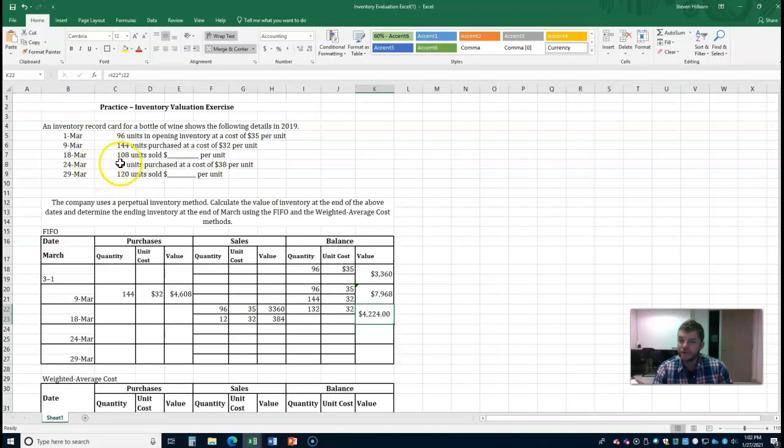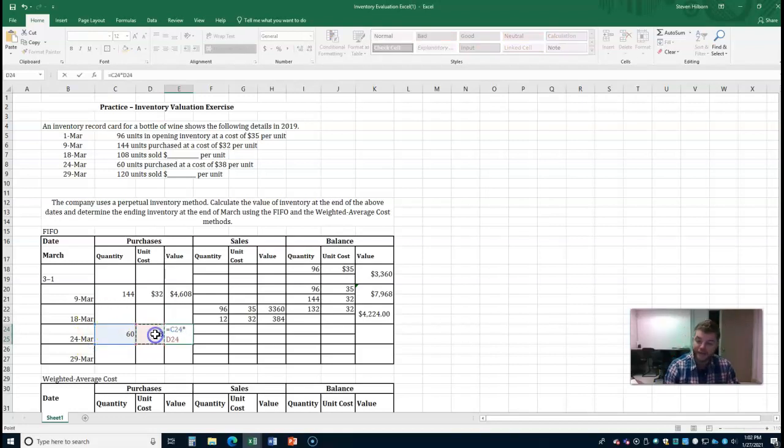Next one, on the 24th, we purchased 60 units, and we purchased these for a cost of $38. So again we do our formula and our new balance: 132 that we still have at $32, plus the new 60 that we purchased at $38. And this equals our ending inventory: beginning inventory plus new purchases, ending inventory.